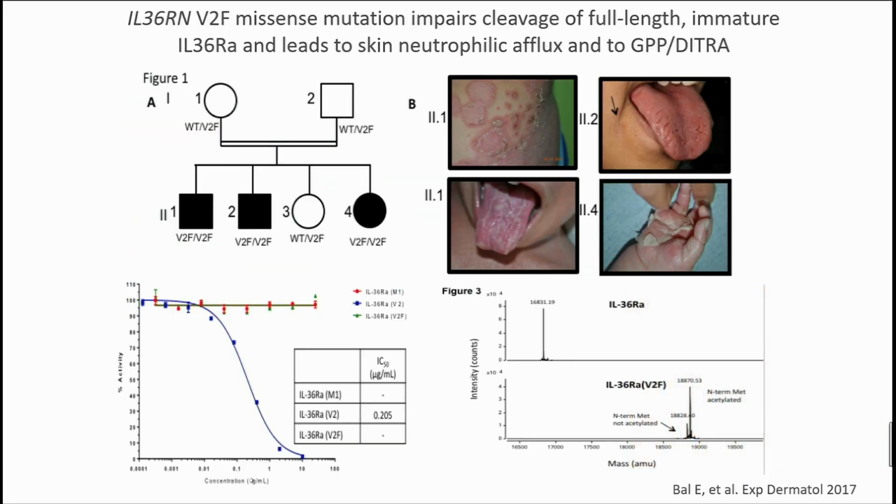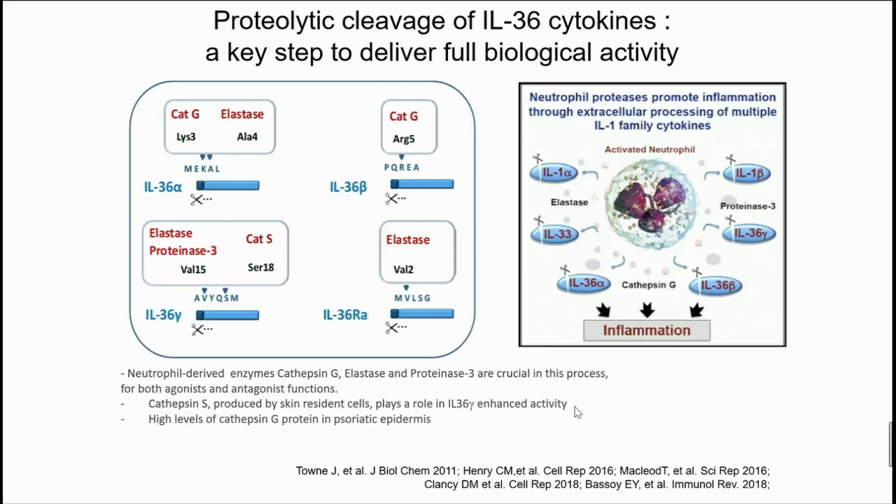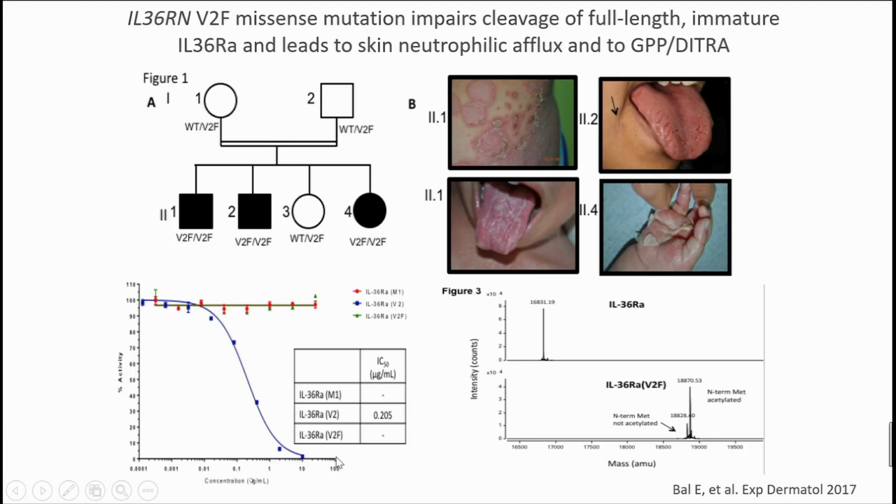You can see the blue line here, which shows the power of the wild type in reducing, again, in the luciferase assay, the activity of the IL-36-dependent IL-8 luciferase construct. So basically, the antagonist is working quite well. And the V2F construct, you can see, which is in red, doesn't work at all.